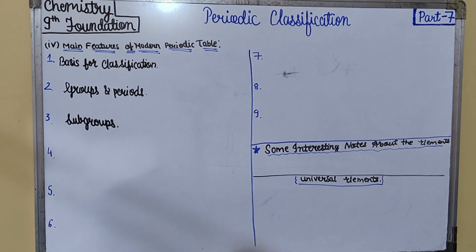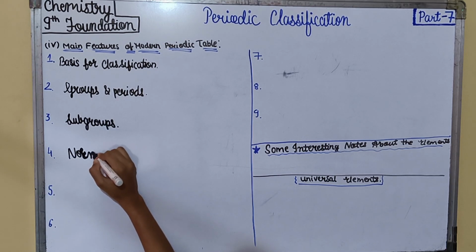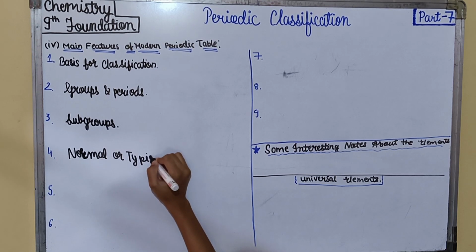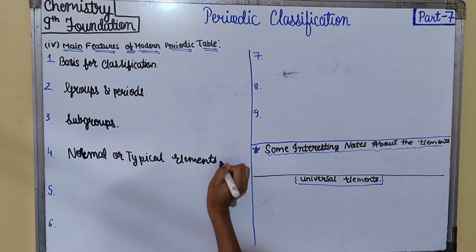Now, fourth one is normal or typical elements. The elements placed in A groups 1A and 2A on the left and 3A through 8A0 on the right are called typical elements. They are also called representatives, normal or main group elements.